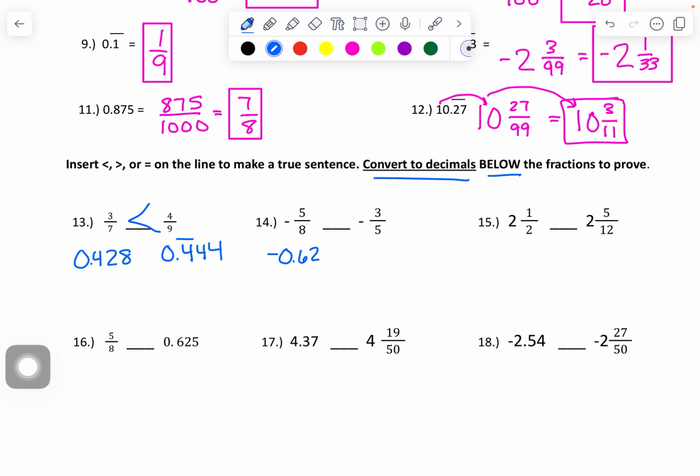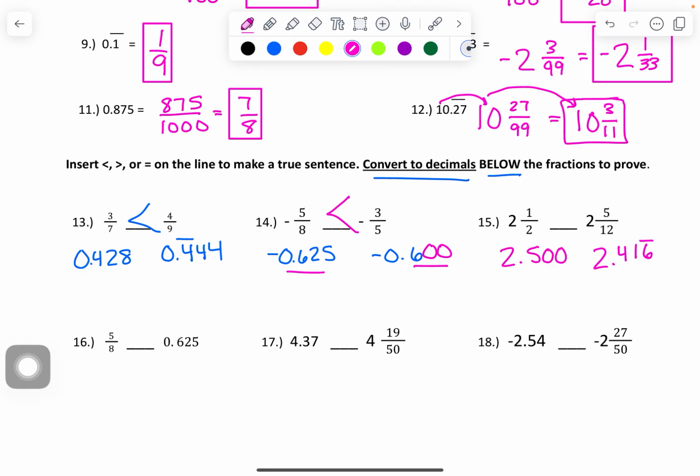So this fraction is negative 0.625, and this one is negative 0.6. If there are no numbers after it, remember you can add zeros so that they both go out 3. Then I need to think to myself, would I rather be 625 in the whole or 600 in the whole? And I would rather just be 600 in the whole. 2½ is 2.5. 2 5/12 is 2.416 repeating. I really only need to go out to the ones place, but if I want to make them both go out 3, I still see that 2½ is greater than 2 5/12.